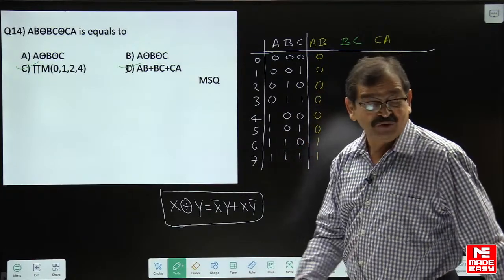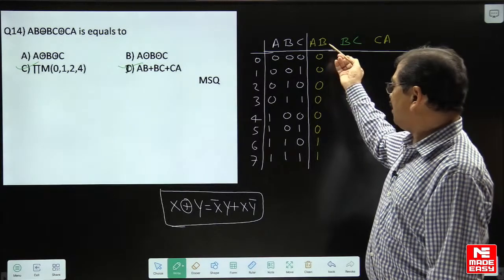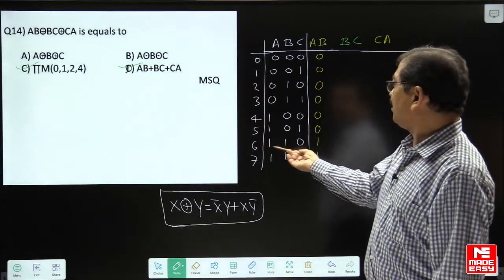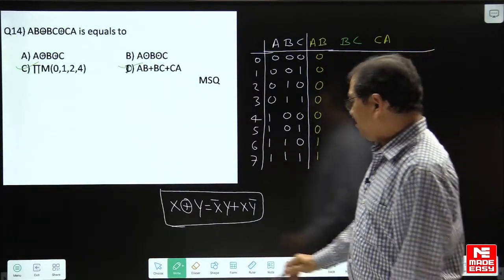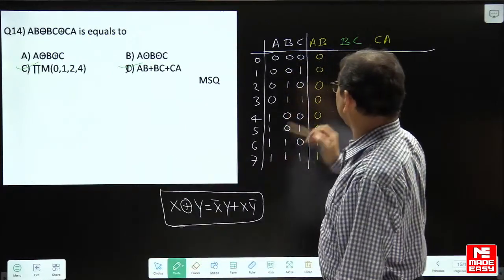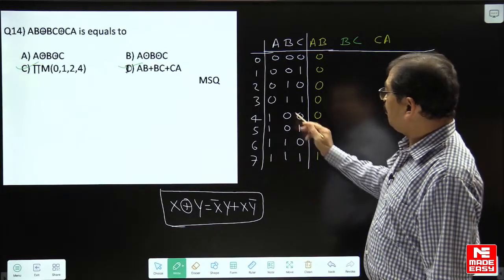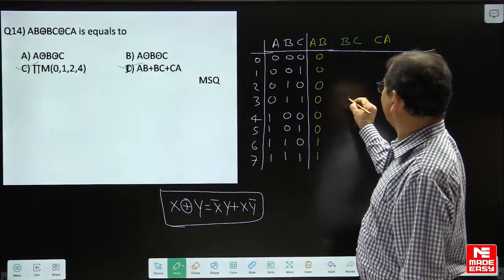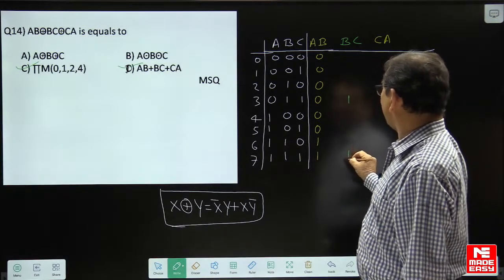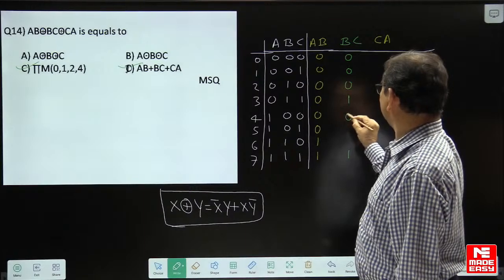So simple. It looks lengthy, but if you think in the proper direction, it's simple. The AB product, when will you get 1? Whenever A and B both are 1. Similarly, if you look at BC, this product will be 1 whenever B and C both are 1. Everywhere else it is 0.